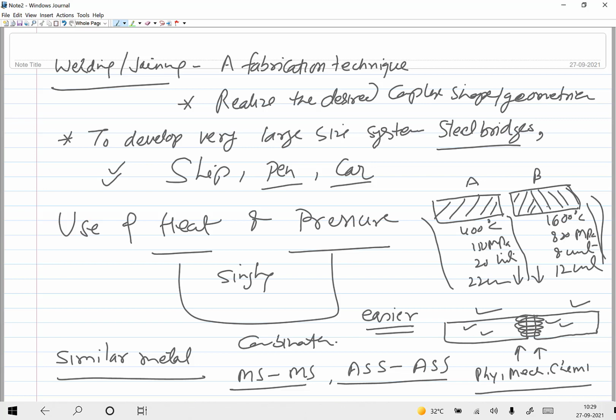The point is, when you have a completely different set of properties, the two metals do not behave and respond in the same way, and that is why you find it very difficult to join dissimilar metals. So joining of dissimilar metals is really difficult, and this is the reason.